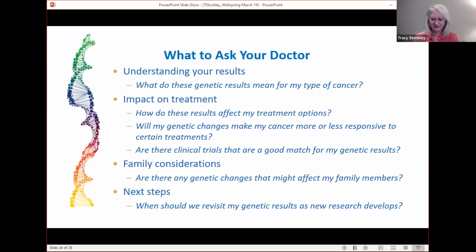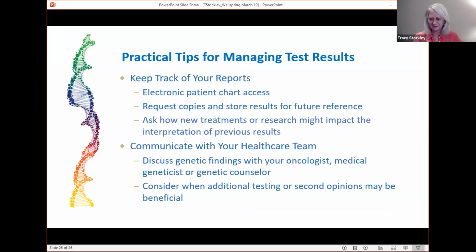As I talked about with the inherited part, are there any genetic changes that might affect my family members? For a lot of cancers, the answer will be no, but it is important to keep that in mind and follow up on it if it is relevant to your tumor type. And also keep in mind, as I mentioned, the field is very fast moving. When should we look at this again and talk more as new research develops?